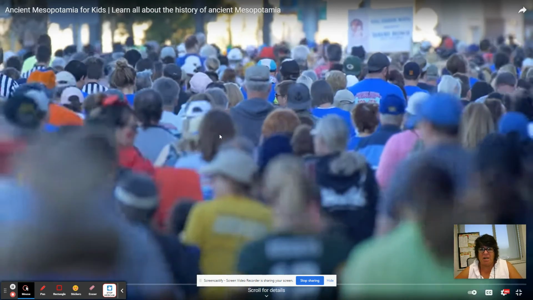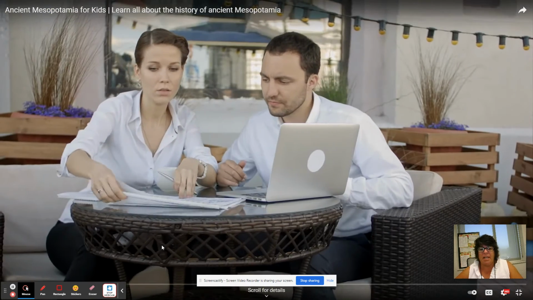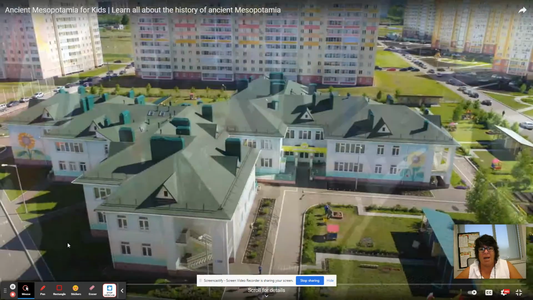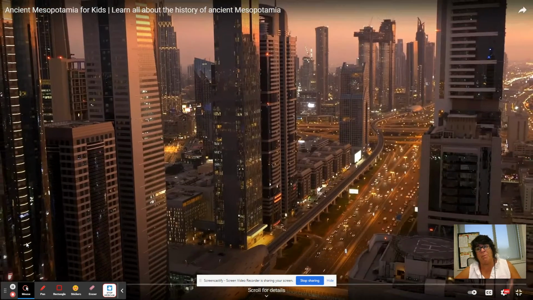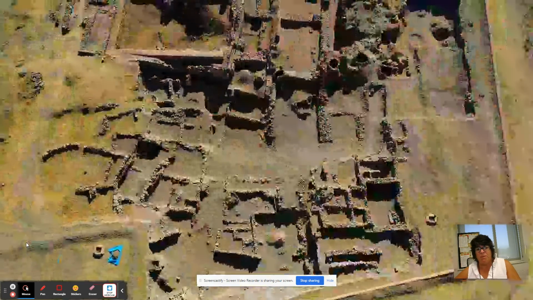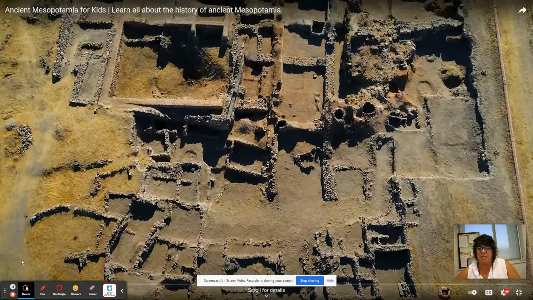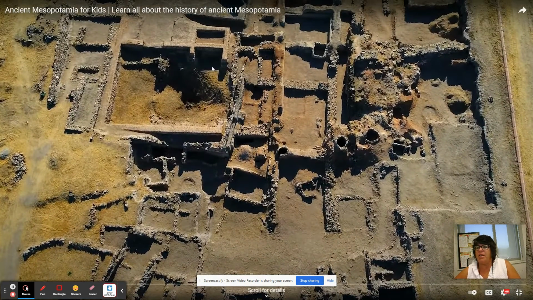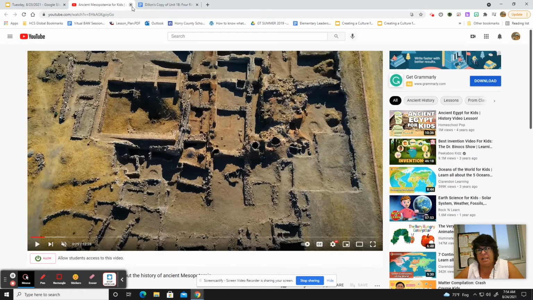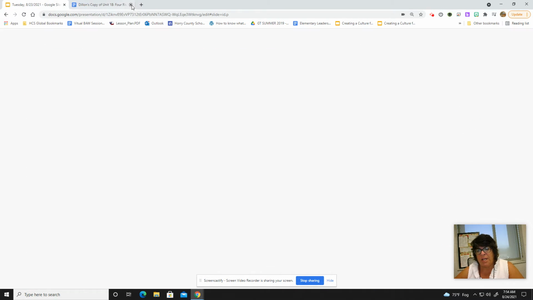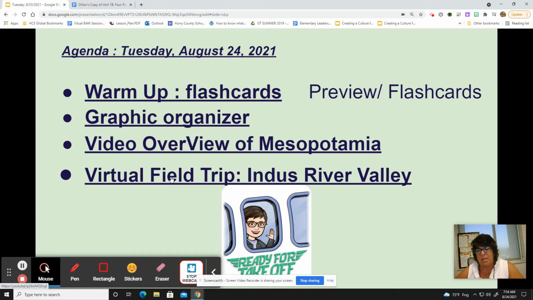It just talks about society back then and talks about some of the housing and how it was important, where they left the nomadic lifestyle and actually built a civilization. This is exactly what you are going to be seeing. This is the ruins. We are actually going to go on the field trip for the ruins. So once you visit this and get some background on it, you will then go to the virtual field trip here in the Indus River Valley.